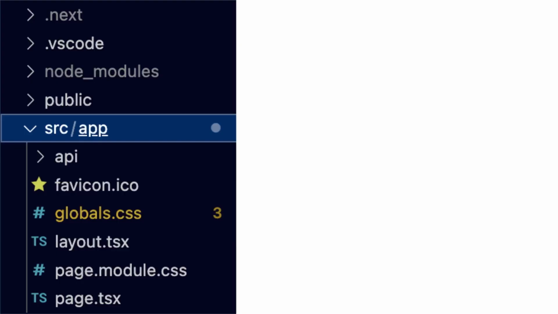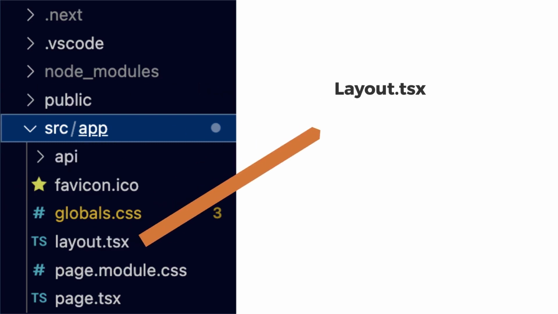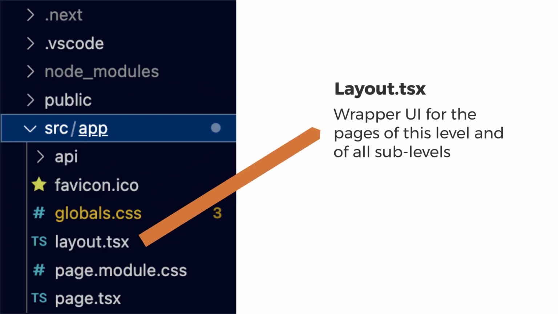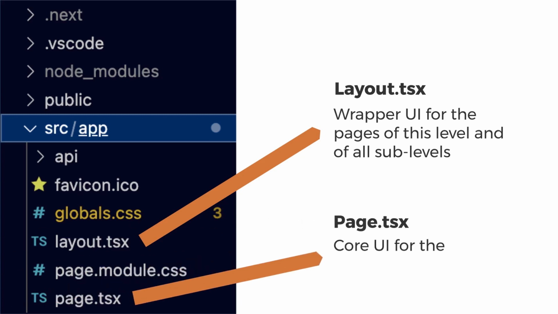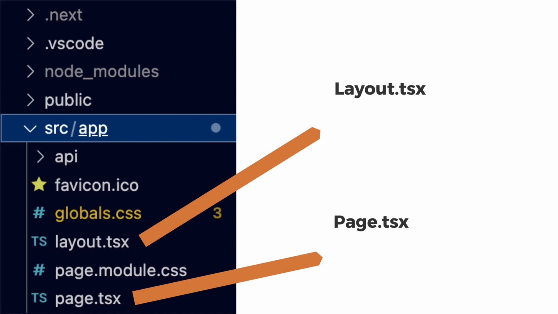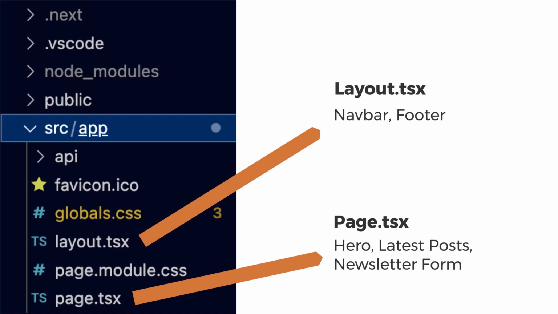Back to our current code base, let's talk about the first two UI files we have in our root. The layout is a wrapper around the main UI of the page, which usually contains UI elements that are meant to be repeated for the current route and for all the subroutes. The page file instead defines the core UI of the page that should be displayed for that route. So as an example, for the route path segment we're in, the layout will surely contain the navbar and the footer, while the page will include the components of this particular page, in this case, the home page of our site. So, for example, the hero, the latest posts section, the newsletter form, and so forth.